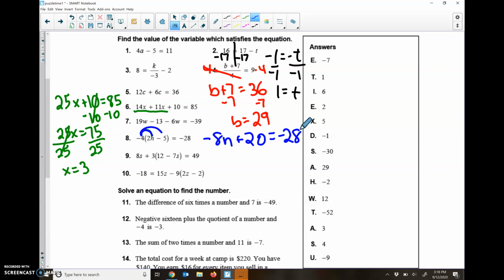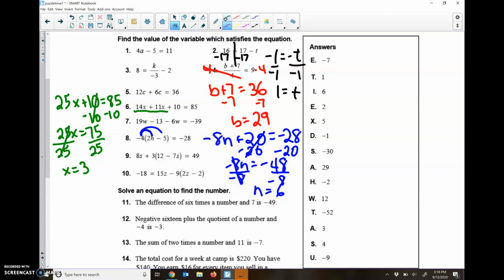So when I look at that then, I have a plus 20, so I'm going to minus 20. So I have negative 8n equals negative 48. Then I divide both sides by negative 8. And we figure out that n equals 6.